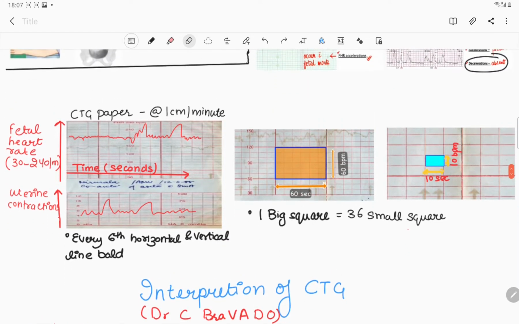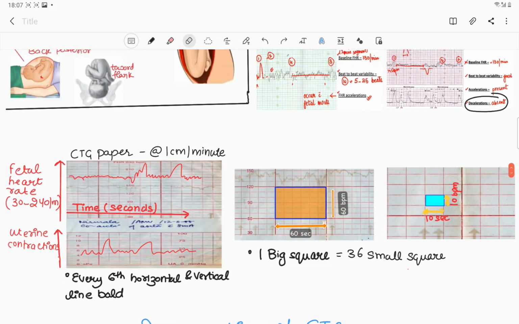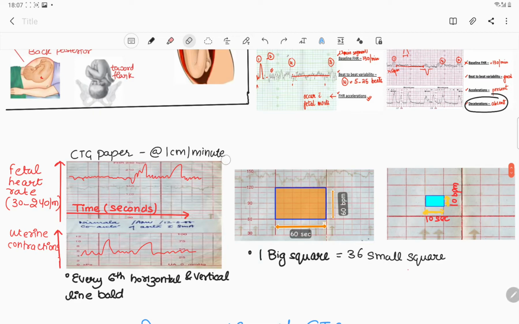Let's discuss the CTG paper. It runs at the speed of 1 centimeter per minute. On the upper part, on the y-axis, it shows fetal heart rate, and on the lower part, on the y-axis, it shows uterine contractions. On the x-axis it shows time in seconds.